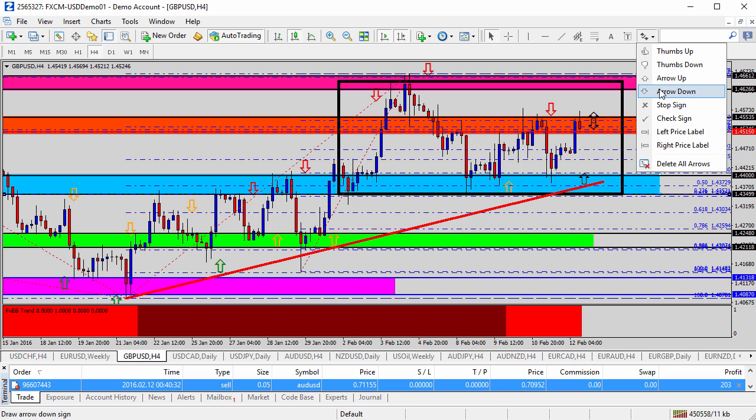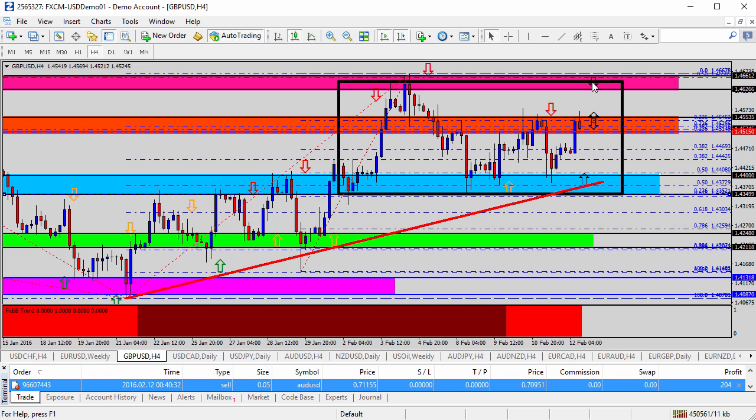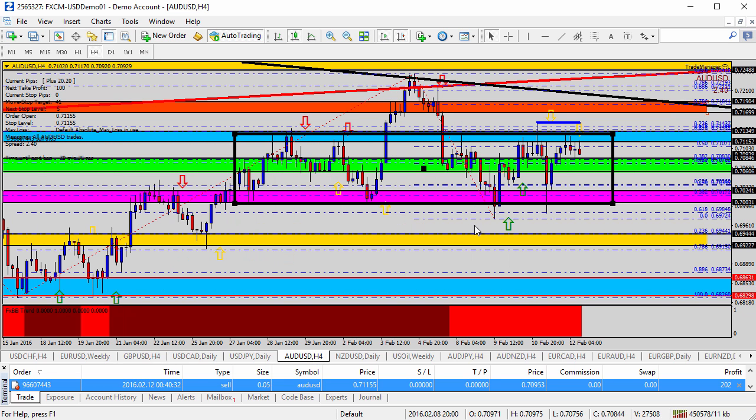Back up here towards the pink shaded area would be your next resistance level. That's into the mid to low 1.4600s. Otherwise, reversal from here takes it back down towards the blue shaded area. Another trade we've been studying since yesterday's trade room, of course, is selling opportunities on the AUD/USD.